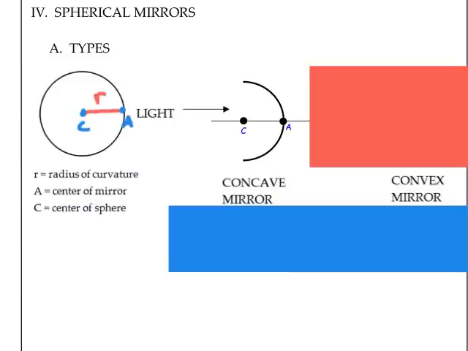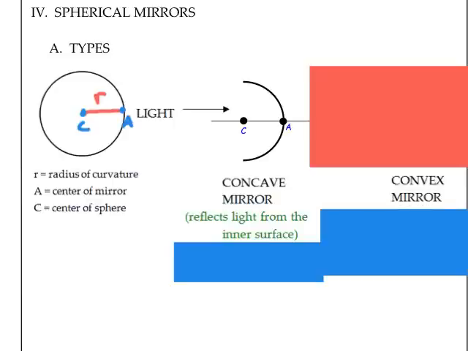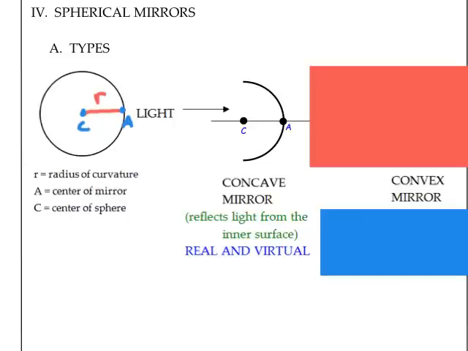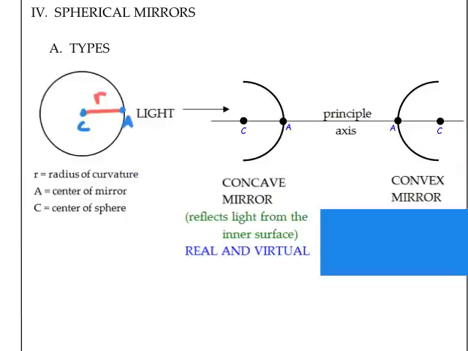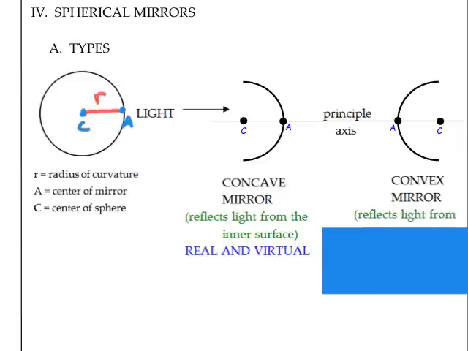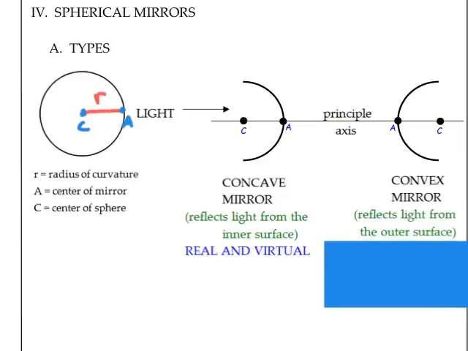So for concave, light is reflecting off the inner surface. And as far as the images that can be produced by a concave mirror, we can get both real and virtual images to show up in the reflection for a concave mirror. Next, we have a convex mirror. So if you can imagine light coming in from the left-hand side, it's going to reflect off the outer surface. So for a convex mirror, light's reflecting off the outer surface.